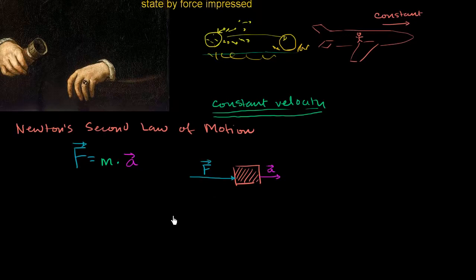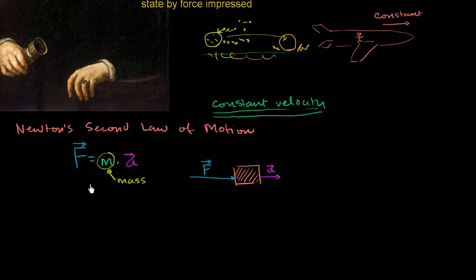And what Newton's second law of motion tells us is that acceleration is proportional to the force applied, or the force applied is proportional to that acceleration. And the constant of proportionality, or what you have to multiply the acceleration by to get the force, or what you have to divide the force by to get the acceleration, is called mass. That is an object's mass.